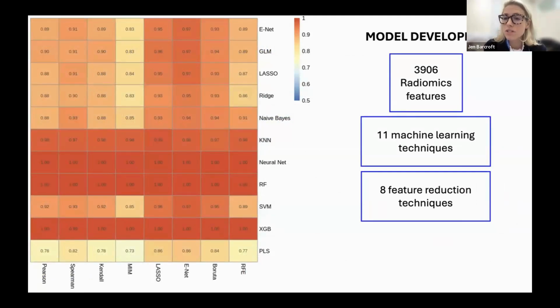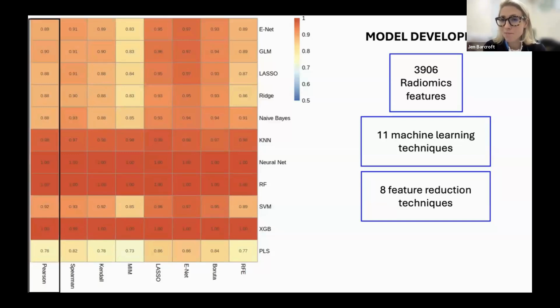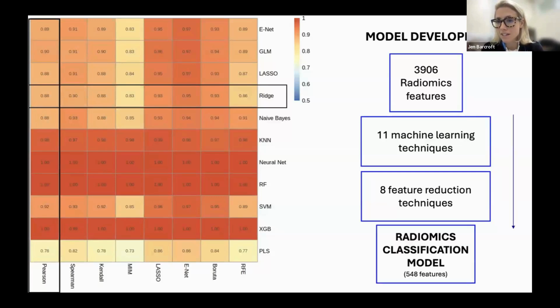So we looked at 3,906 radiomics features. Chris performed a very systematic approach to working out which was the best model. He looked at 11 machine learning techniques and 8 feature reduction techniques, and worked out which gave us the best combination and the best performing model with various combinations, and you can see that in the heat map.